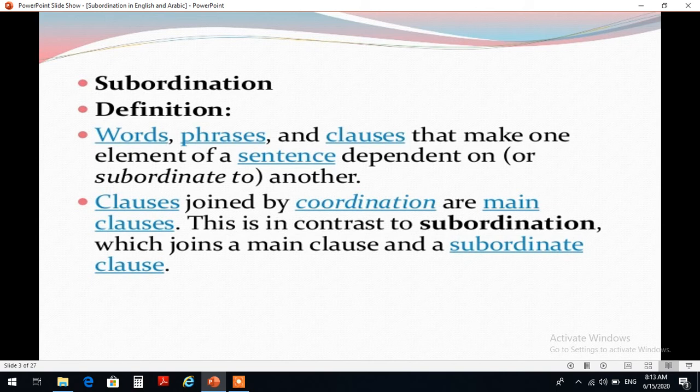إذن يمكن أن نعرف عملية الربط التبعية بأنها تلك العملية التي تكون إحدى أجزاء الجملة، كأن تكون كلمات أو عبارات اسمية أو عبارات فعلية، تعتمد لتكملة معانيها على جزء آخر من الجملة أو تكون تابعة للجزء الرئيسي المستقل من الجملة. Clauses joined by coordination are main clauses. This is in contrast to subordination, which joins a main clause and a subordinate clause.